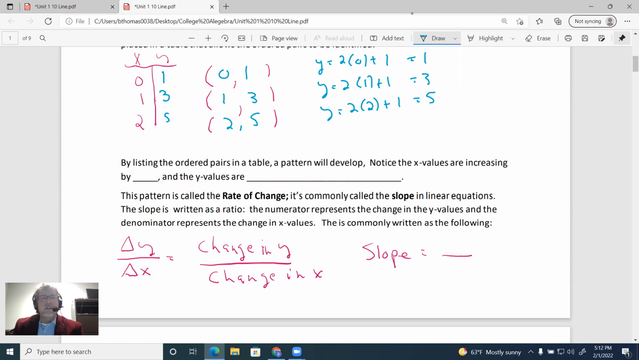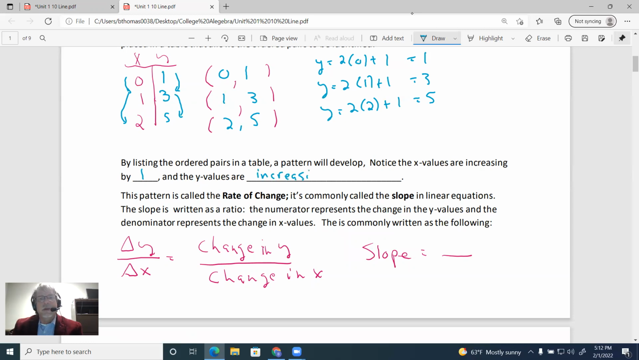Notice looking at the x values, 0, 1, and 2. It went from 0 to a 1. It went from a 1 to a 2. Notice that the x values are increasing, but they're increasing by the same number each time. They're increasing by a 1. If you look at the y values, it went from a 1 to a 3 to a 5. Notice that they also are increasing.